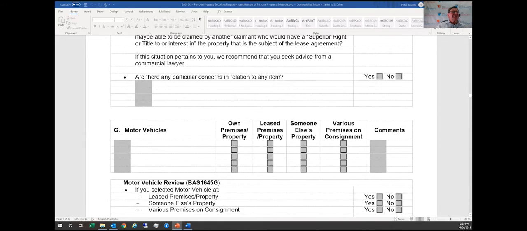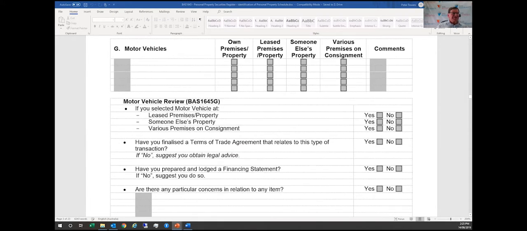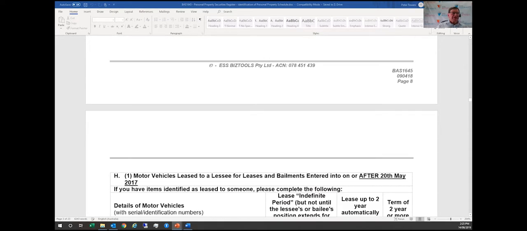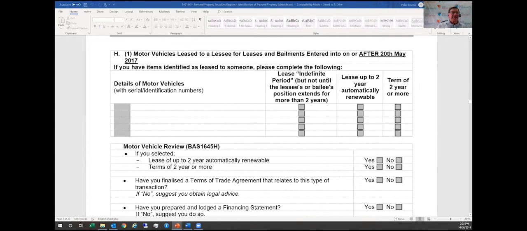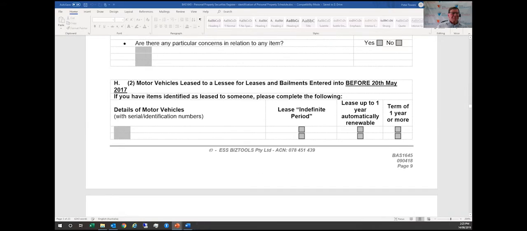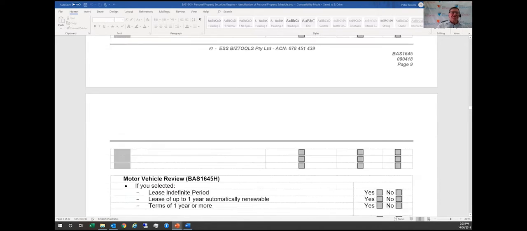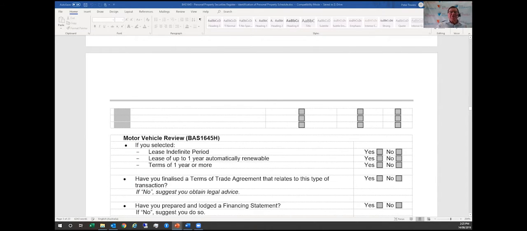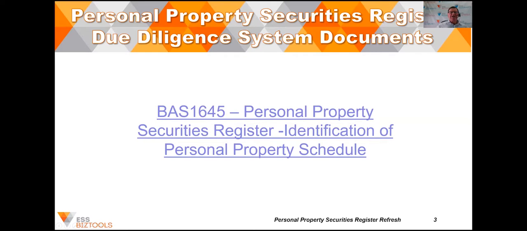So this is the key form for you to use. Motor vehicles. Where were they? Where are they? Have they got leases for more than 2 years? If so, they should be registering them if they want protection. And so it goes on. So hopefully that will give you an indication of what's in the system in that regard. And pardon me, my recommendation is that you should be looking into it.